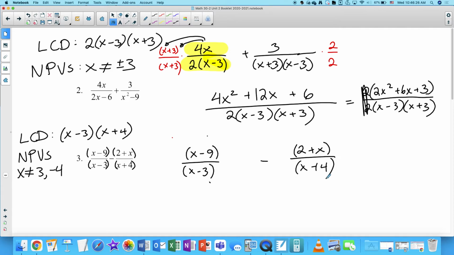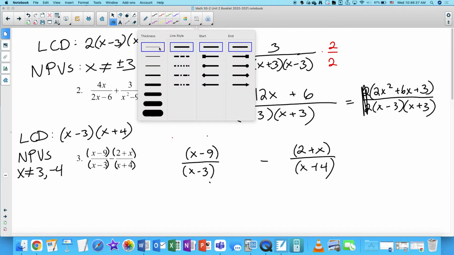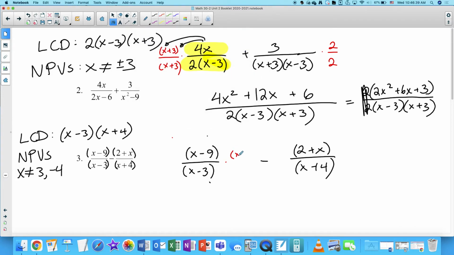Okay, so take a look at the first rational expression. Which factor is missing? X plus 4. So I have to multiply that one by x plus 4 over x plus 4. Okay, and here the missing factor is x minus 3. Okay, so this is a big step. If you're here, you're in good shape.